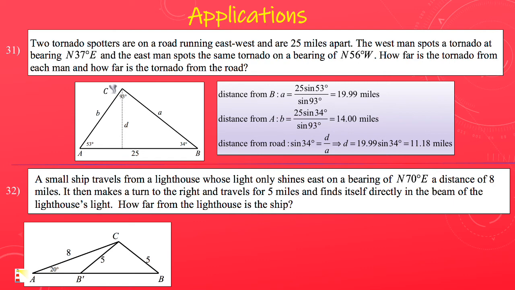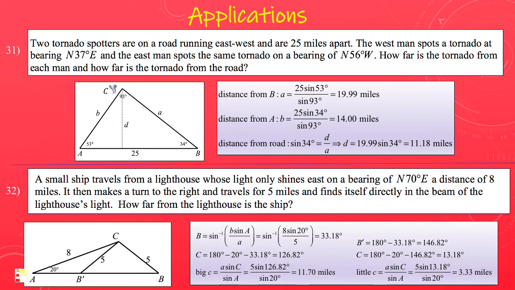However, we can see by the picture that there are two possibilities. We could either make a very sharp turn, getting down to B prime, or not as sharp a turn and get to B. This is the classic side-side-angle situation, and we're going to need to solve both triangles. As we've done with side-side-angle situations, we will solve the big triangle ABC first. Angle B is equal to the inverse sine of b sine A over a, or the inverse sine of 8 sine of 20 degrees over 5, or 33.18 degrees.